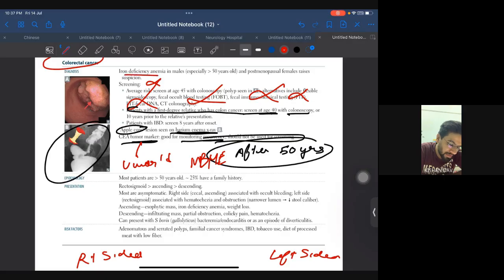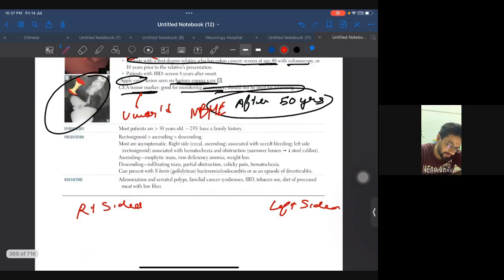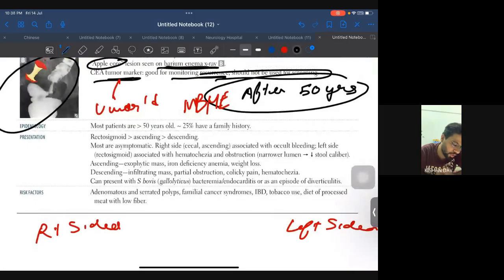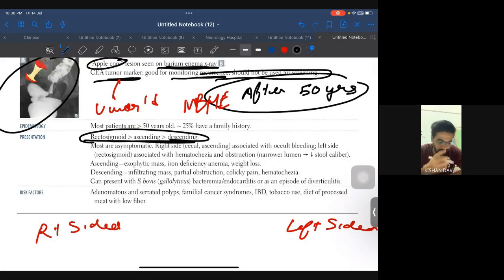Iron deficiency anemia in males greater than 50 years and postmenopausal females raises suspicion. Let's see the presentation. Most commonly, it is left-sided. They have given rectosigmoid, ascending and then descending. Rectosigmoid is on the left side, left lower quadrant. Most are asymptomatic. Right-sided: cecal, ascending, with occult bleeding. Left-sided: hematochezia and obstruction.